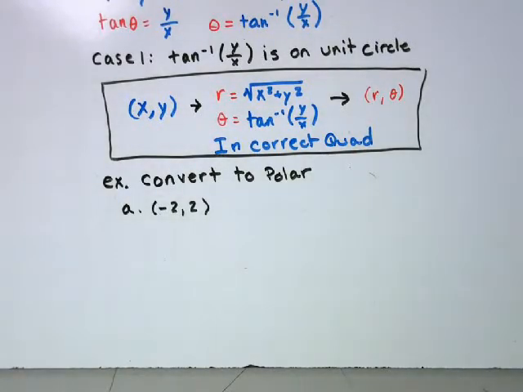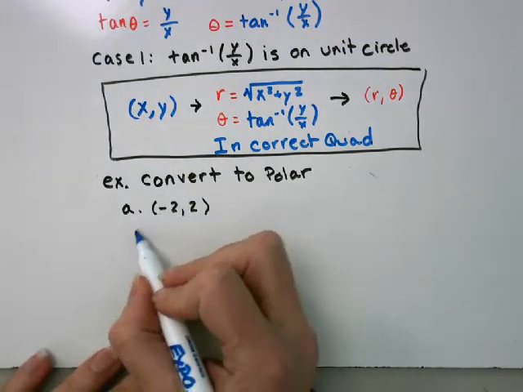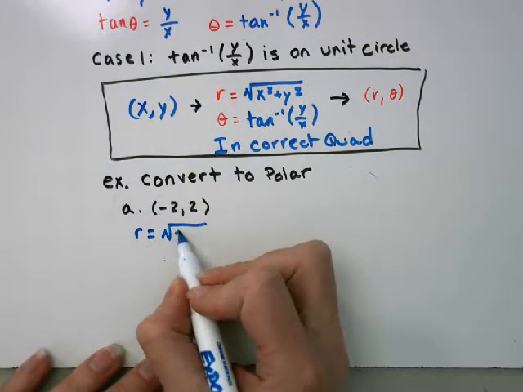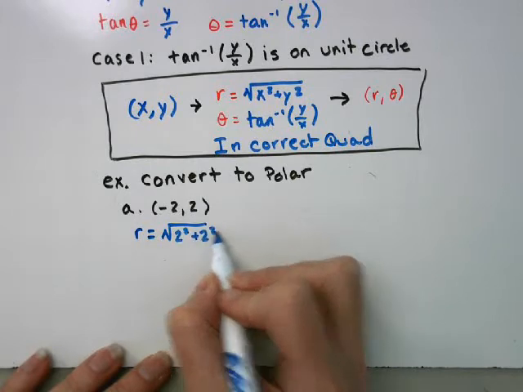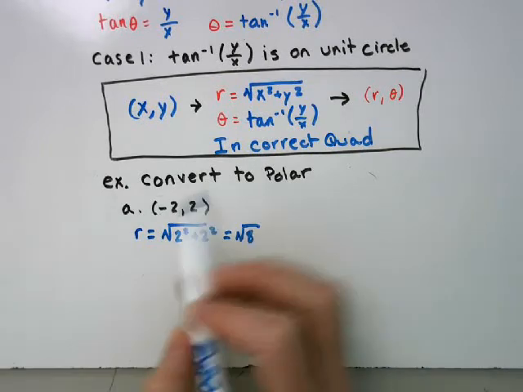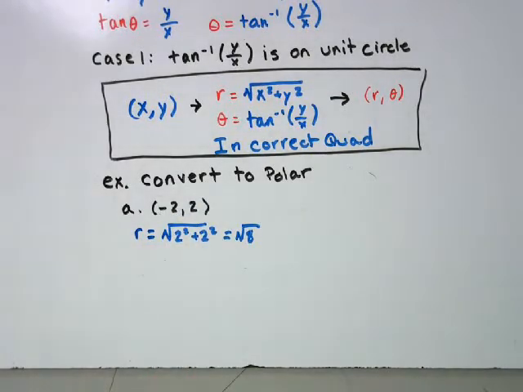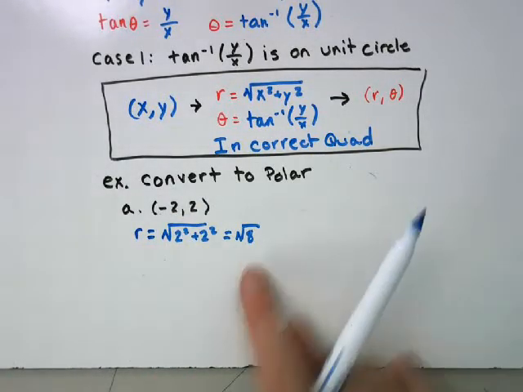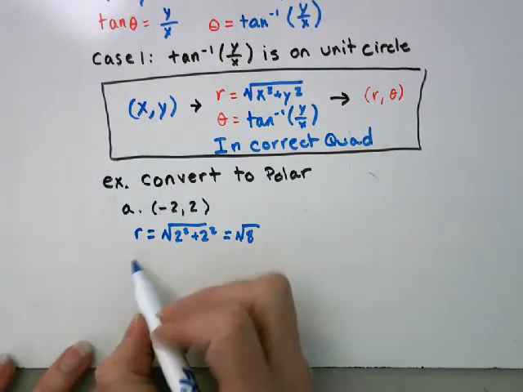Alright, so let's convert to polar, and we're going to take the point negative 2, 2. My r will be just the square root of 2 squared plus 2 squared. So 4 plus 4 would be 8. I don't care about the negative because I'm just squaring it. And you can simplify this to 2 root 2 if you want, or not.